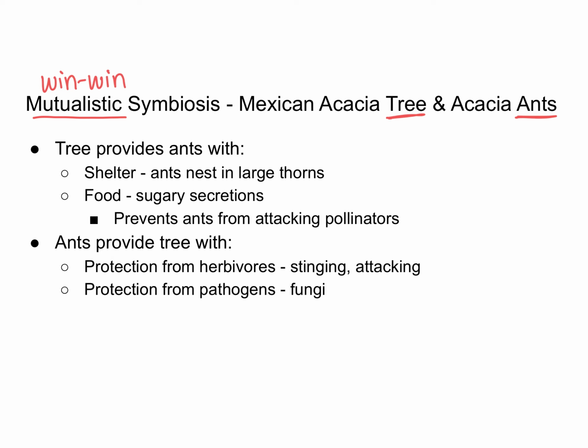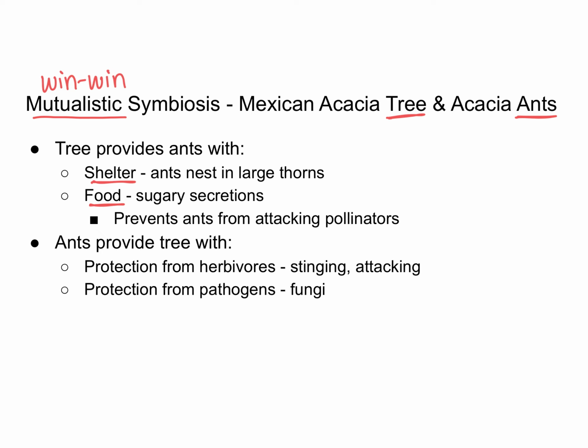So the tree provides the ants with the benefits of shelter. So the ants live on the tree and they nest in these large thorns, which helps to protect the ants from getting eaten by predators. The tree also provides food. So by doing photosynthesis, it can produce things like sap. And the ants, as you know, ants are attracted to sugar. And so the ants eat those sugary secretions.